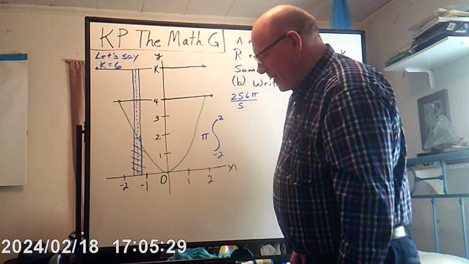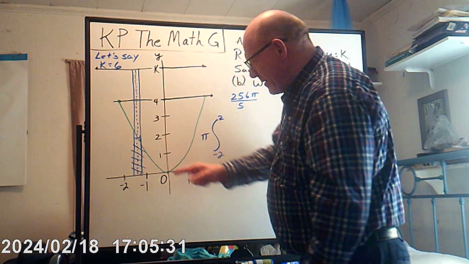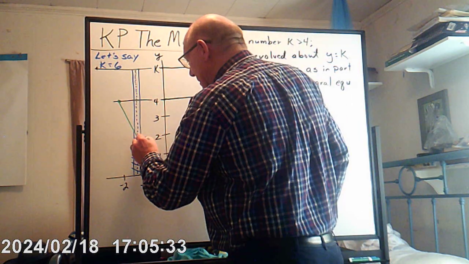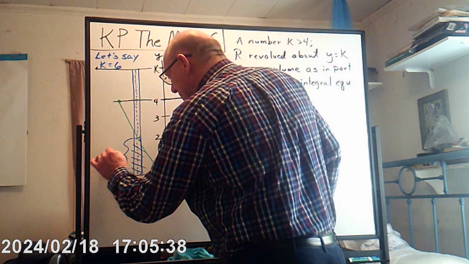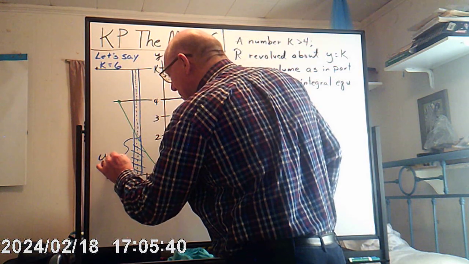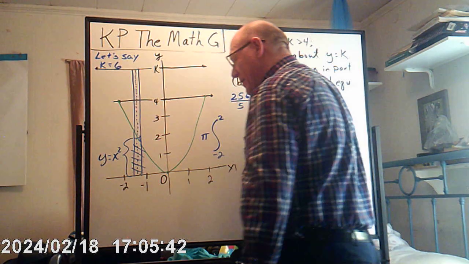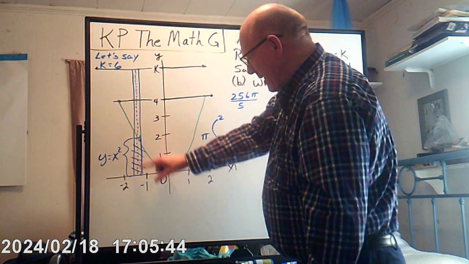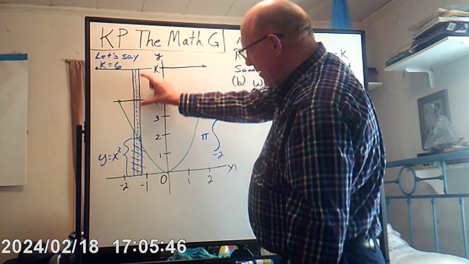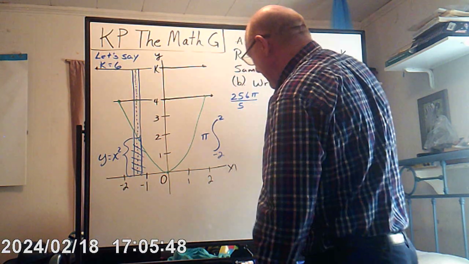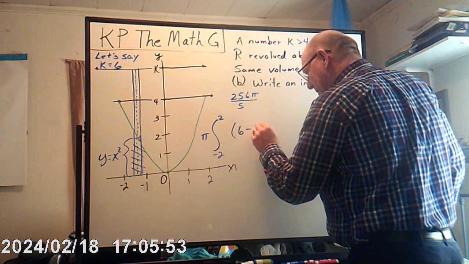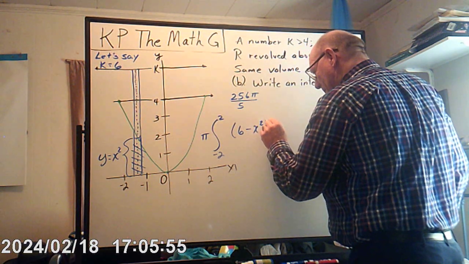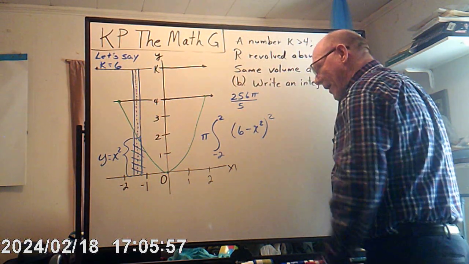Okay. Now, how high is that? Well, we know how high that is. That's y. This height here is y. But y is equal to x squared. So it's going to be 6 minus x squared. That's going to be this big radius. So 6 minus x squared. Now remember, we're going to square that.